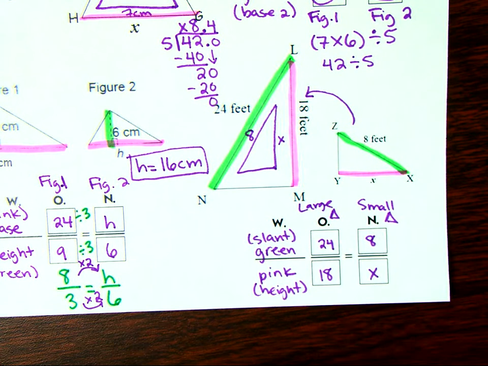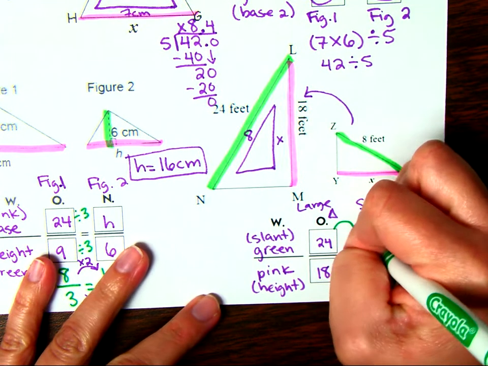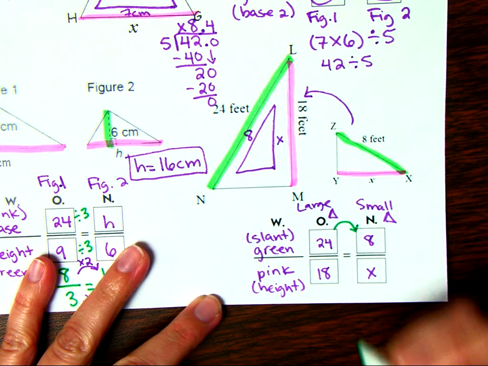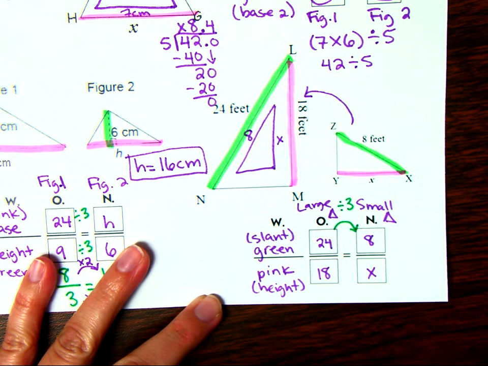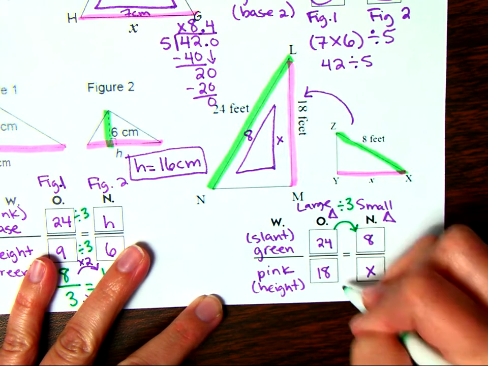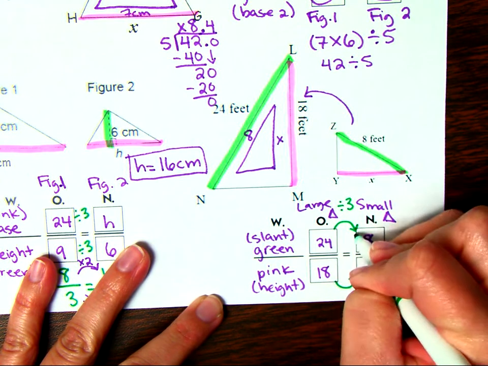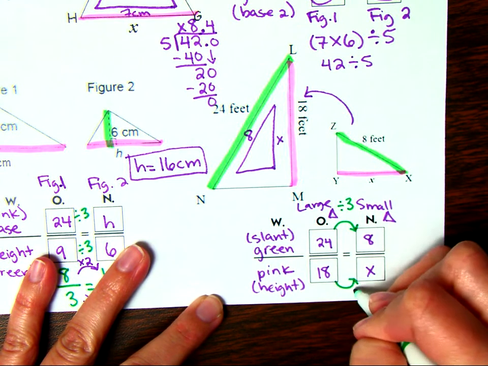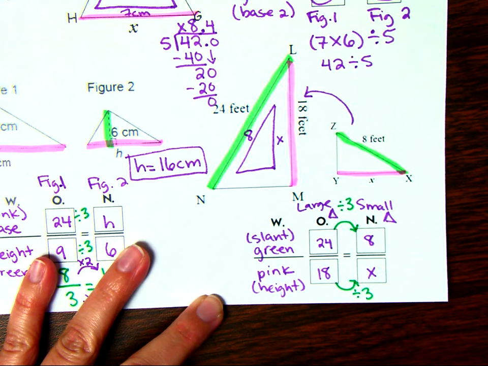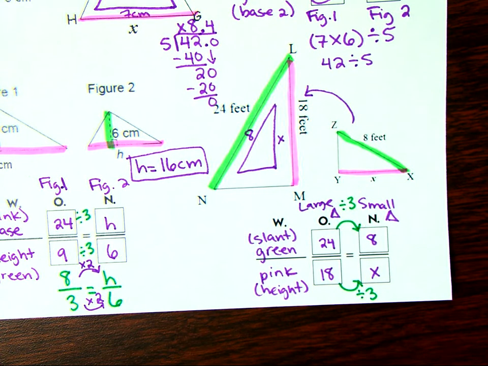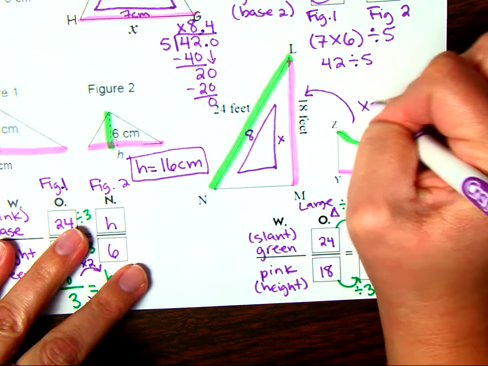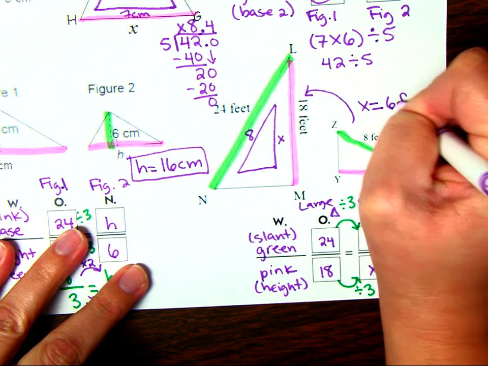So if we see right here, we have a between factor of change. 24 divided by 3 is 8. From left to right on the top, so I'm going to do left to right on the bottom. So 18 divided by 3 will give me my answer. So x equals 6, and don't forget your units, 6 feet.